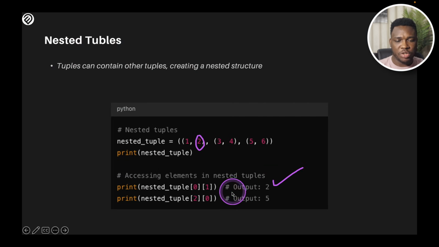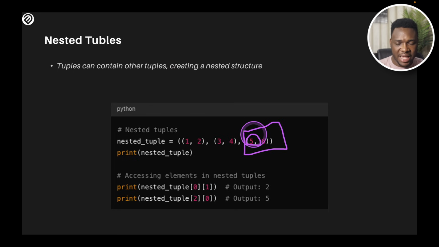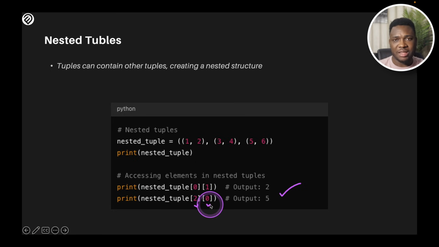Similarly, we could say we want to take the second element. The second element would be this, and it is a tuple. The 5 is the first element in that tuple, and we can return 5. So what that does is take the second element and return the first element within it.